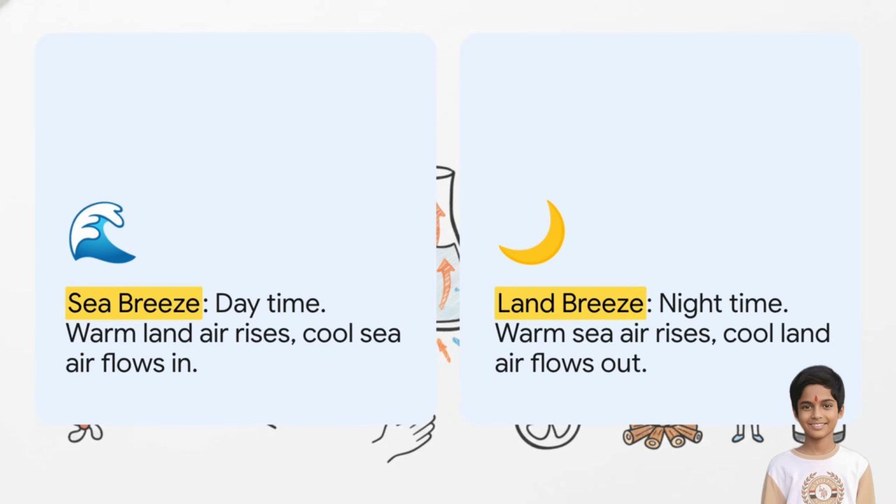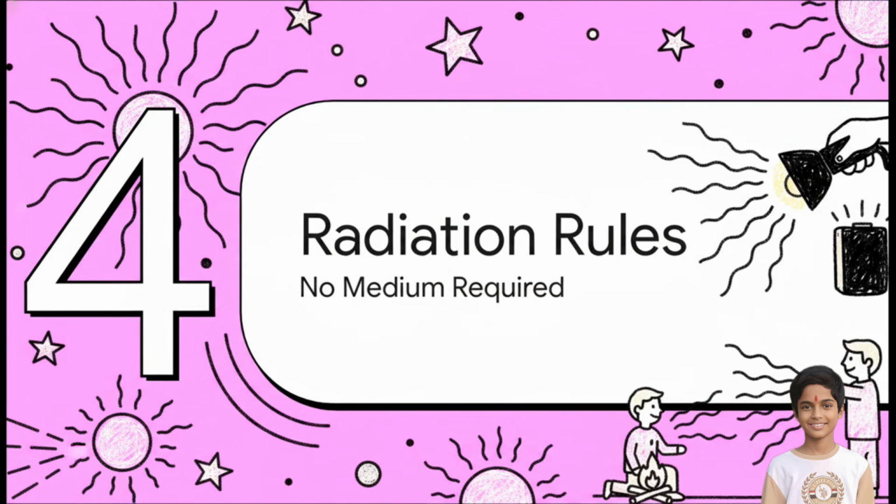Cool air from the sea, sea breeze. Cool air from the land, land breeze. Easy. Section 4, Radiation Rules.